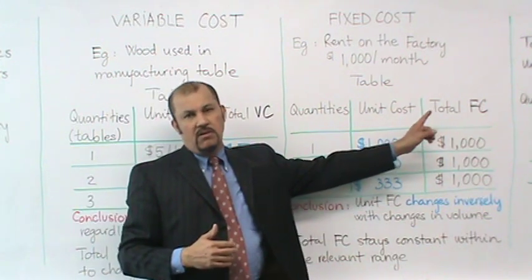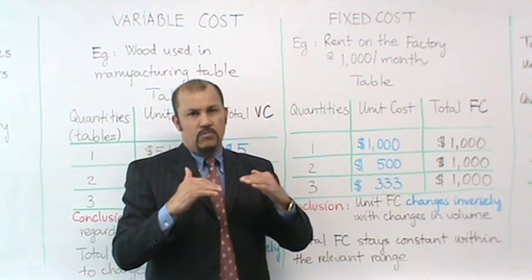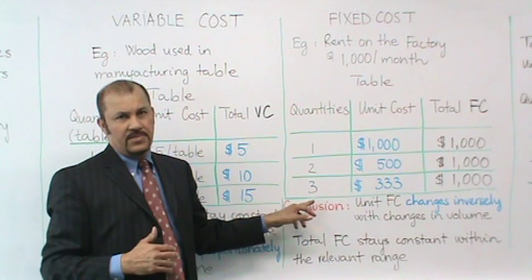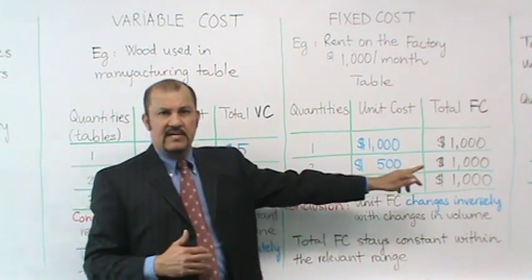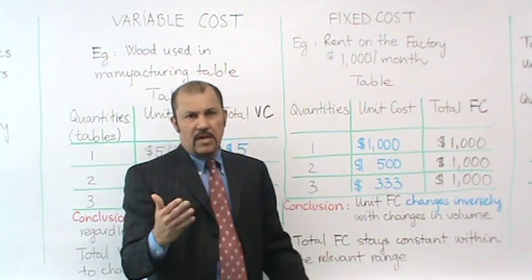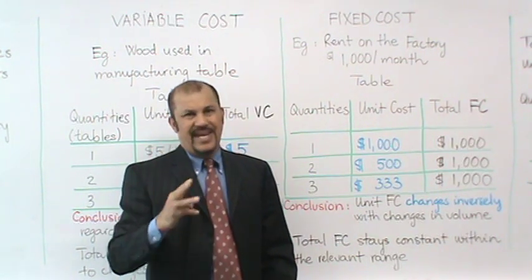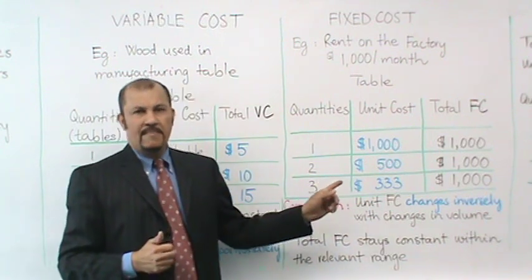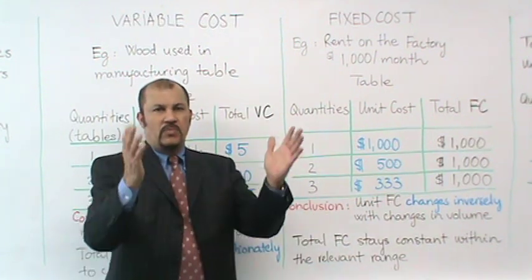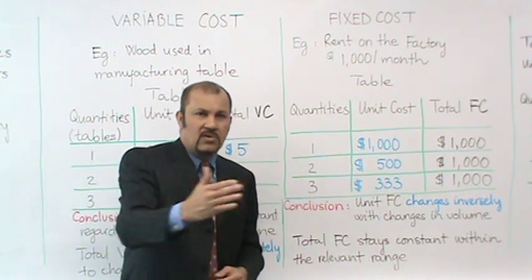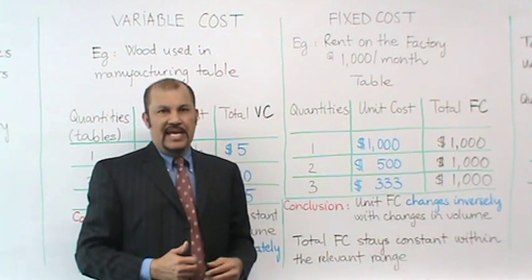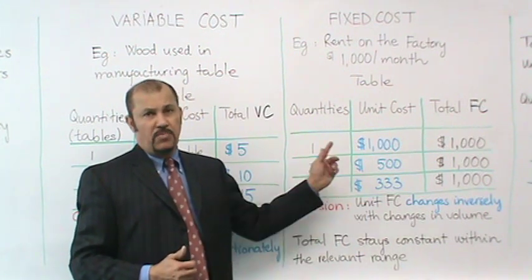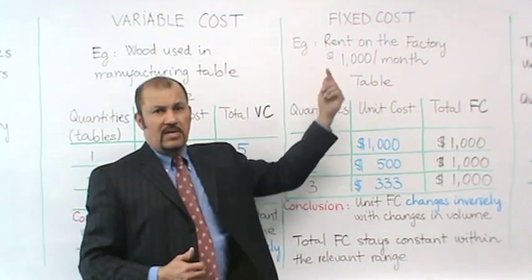But my total rent cost has stayed constant at $1,000 regardless of whether I manufactured one table, two tables, or three tables. So when I manufacture three tables, again, my landlord still wants the same $1,000 of rent. So my total fixed cost at three tables still remains constant at $1,000. But look what happens to my unit fixed cost. That is, when I take the $1,000 of rent and I allocate it over the three tables that I've manufactured, each table now picks up only $333 of rent, as opposed to the $500 earlier and the $1,000 before that.